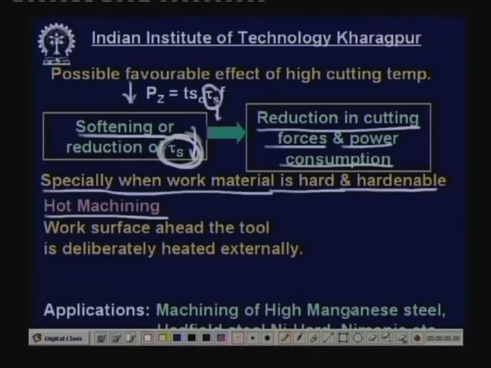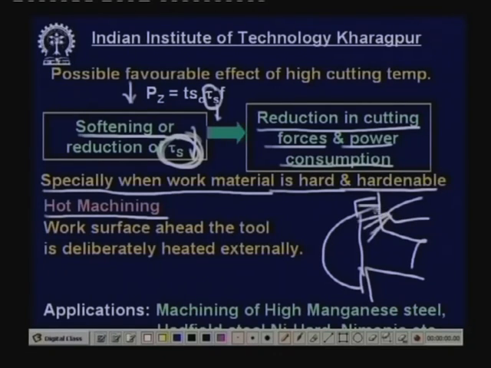What is hot machining? In hot machining, this is the tool and this is the work, chip coming out. Here the work material is deliberately heated from outside by flame, or by friction, or by induction by eddy current. There are various methods. As a result, when the work material reaches this shear zone, the temperature rises, because there is some inherent cutting temperature because of shear deformation. Now you are adding further heat, so temperature will rise further. Because of that, this tau s will decrease, and that will help reduction in the cutting force and power consumption, that is, enable machining.